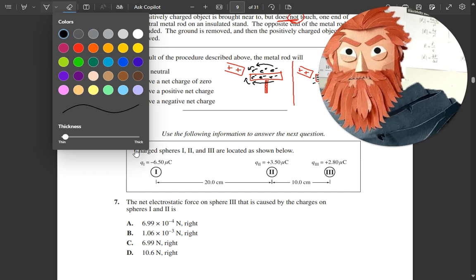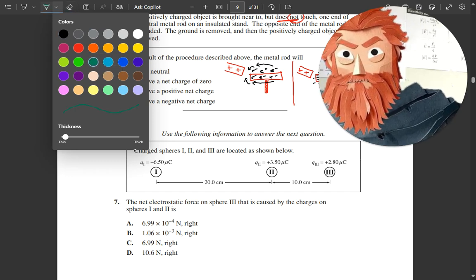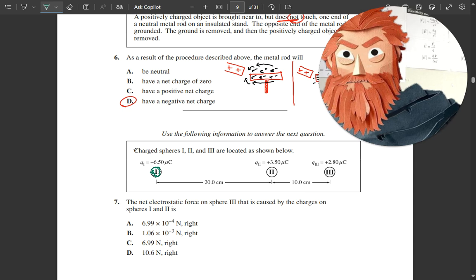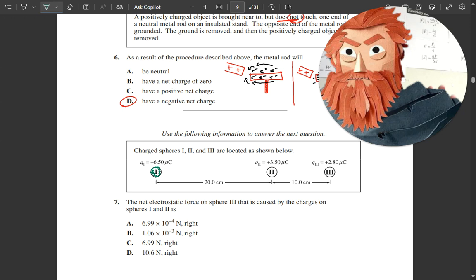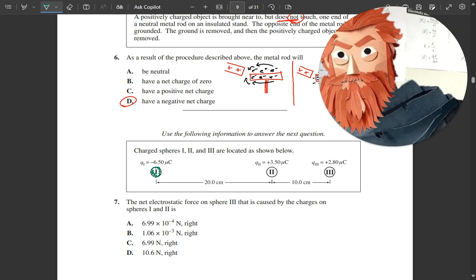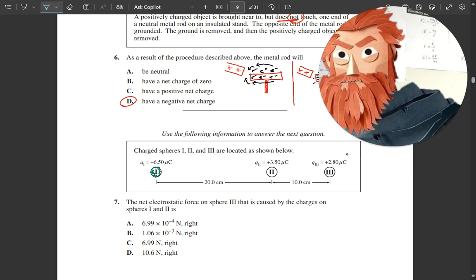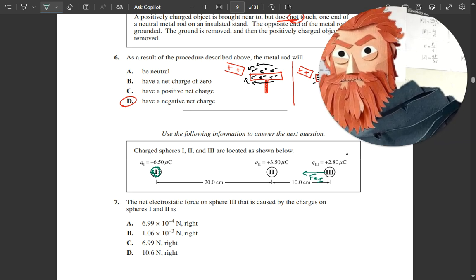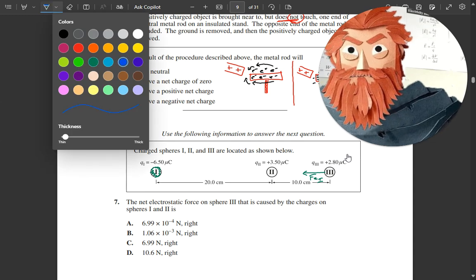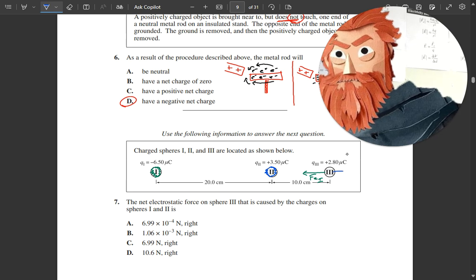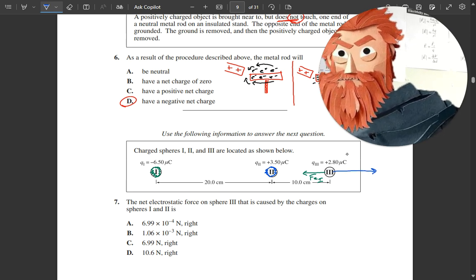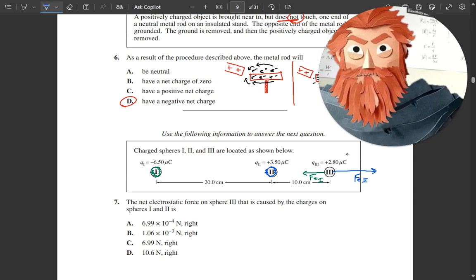So first thing I want to do is determine what direction the forces are going to be, so when I add them, I know what direction they're going to be. I got a positive, negative here, so 1 and 3. I'm just looking at 1 and 3. Positive, negative, there's going to be an attraction force here caused by 1. And then these two are both positive, so there's going to be a repulsive force between these two caused by 2. So they're going to be going opposite directions.